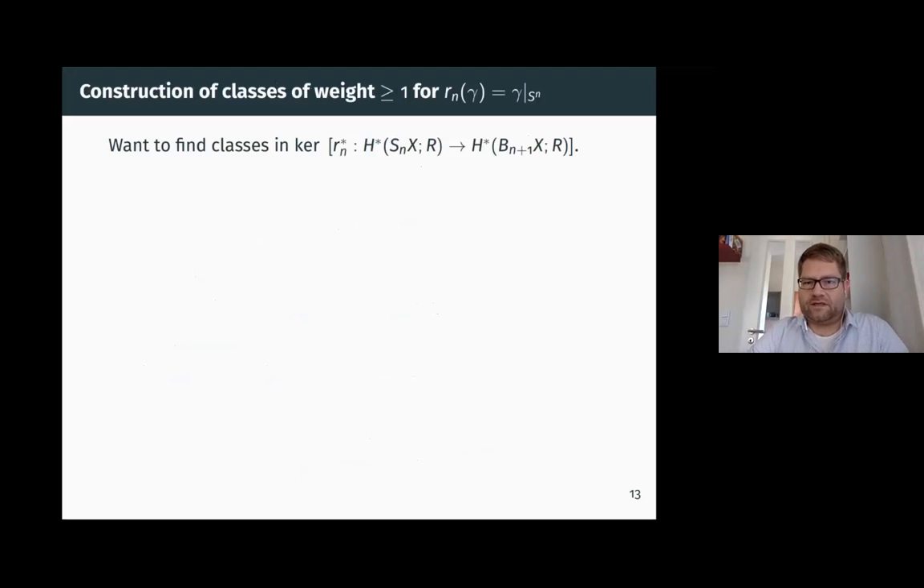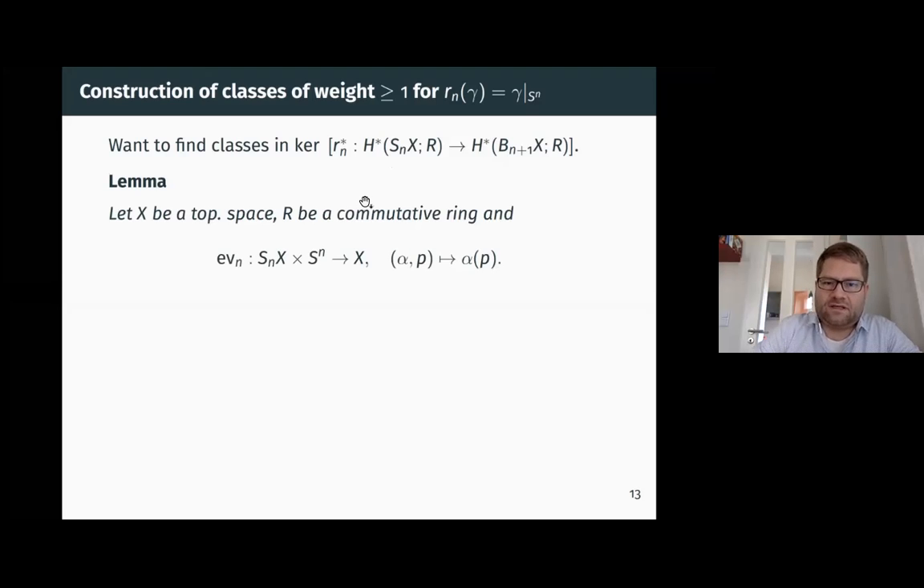Okay, so in our particular setting, we have this fibration R_n, the fibration which restricts a map from the ball to the boundary sphere. And so we want to find classes of weight 1 or bigger. So we need to find cohomology classes in the kernel of the pullback of this fibration. And it turns out there's a nice construction procedure for this.